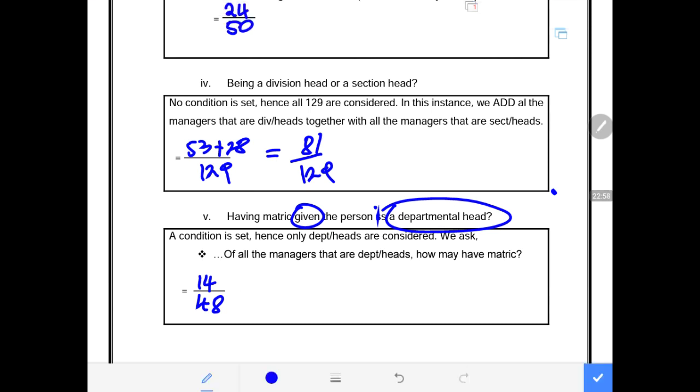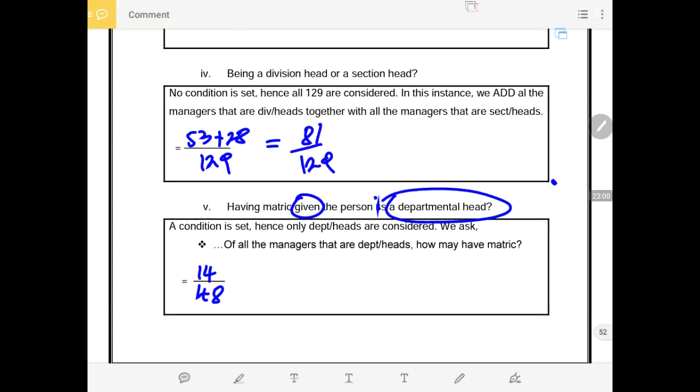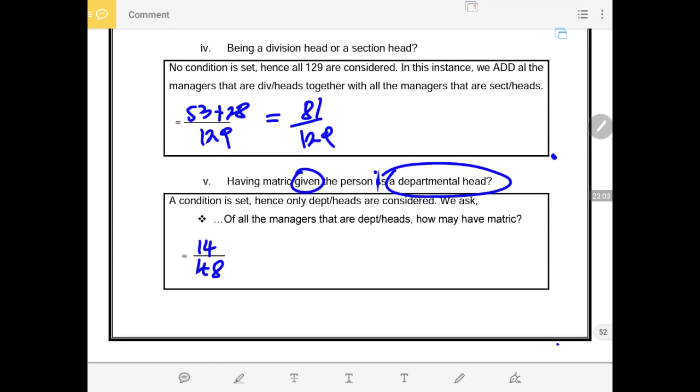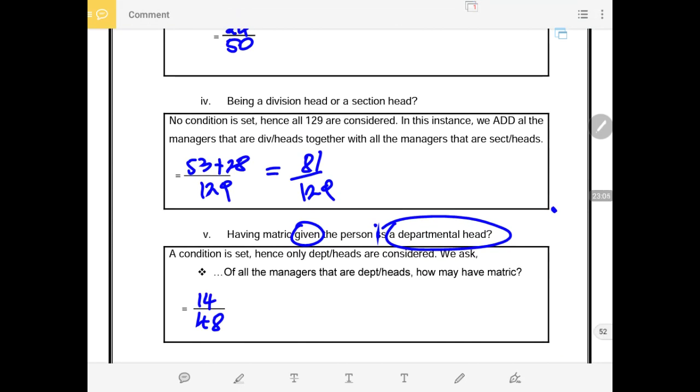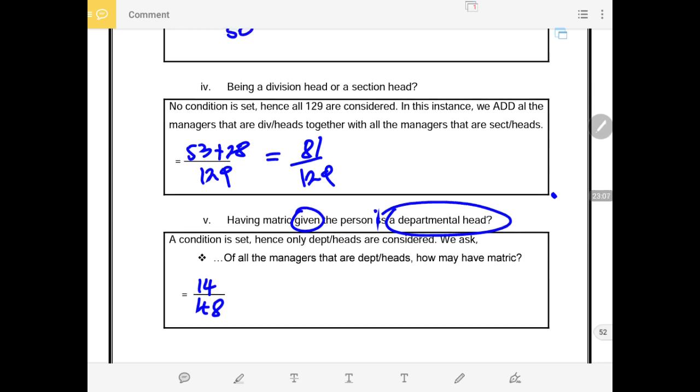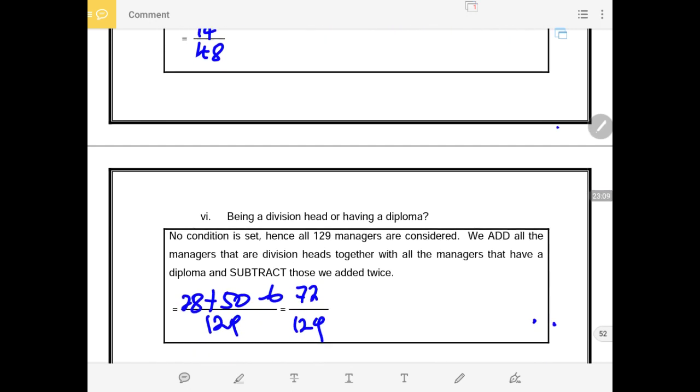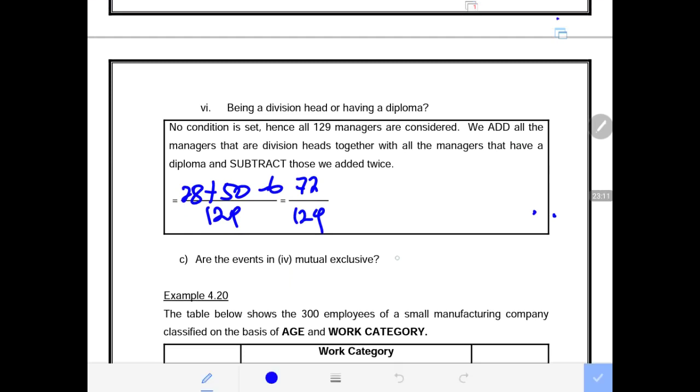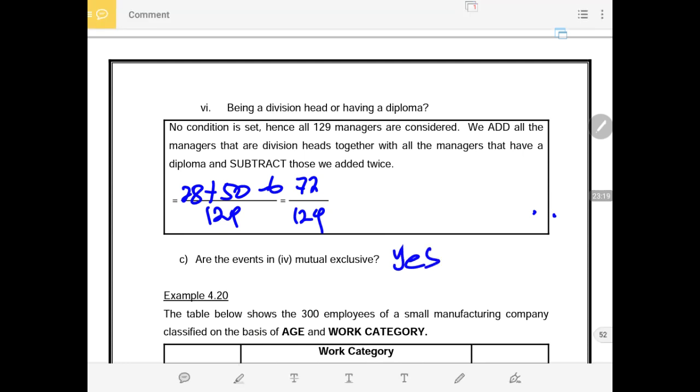No, you cannot be a division head and a section head. So at the events, you cannot be a division head and being a section head. So these events are mutually exclusive, meaning they cannot happen simultaneously. So now, are the events in number 4 mutually exclusive? The answer is yes, because they cannot be done parallel, or they cannot happen simultaneously. So these events are mutually exclusive. You cannot be a section head and a division head at the same time.